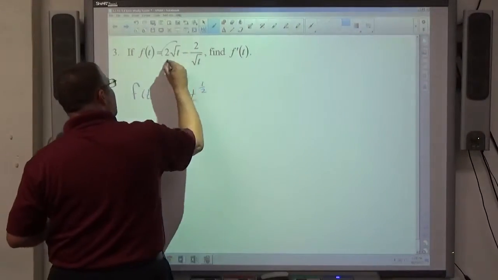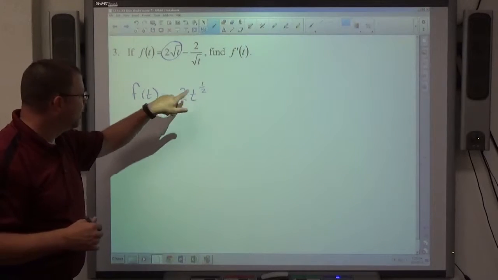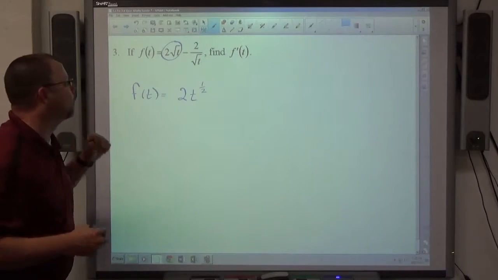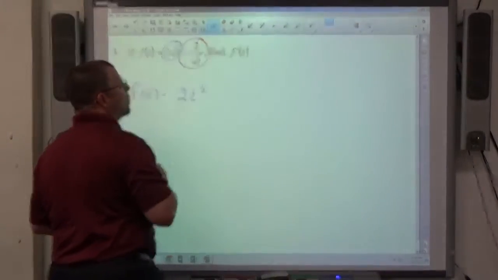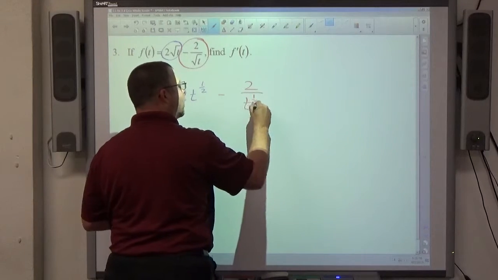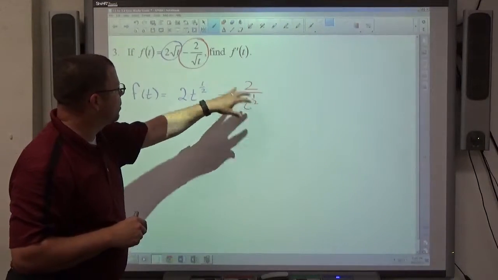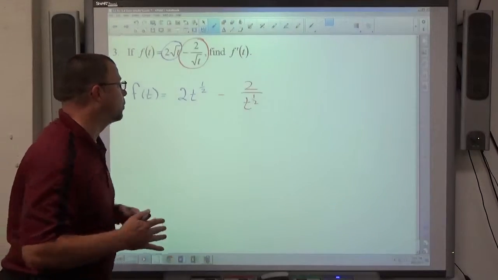So that piece there changes to 2t to the 1/2. Now it has that power structure. t to a power, so now we can use the power rule. I've got minus 2 over the square root of t. That's minus 2 over t to the 1/2 power. Okay? Now that's a power structure, but it's on the bottom, so I can't use the power rule yet. At this point I have to use the quotient rule.